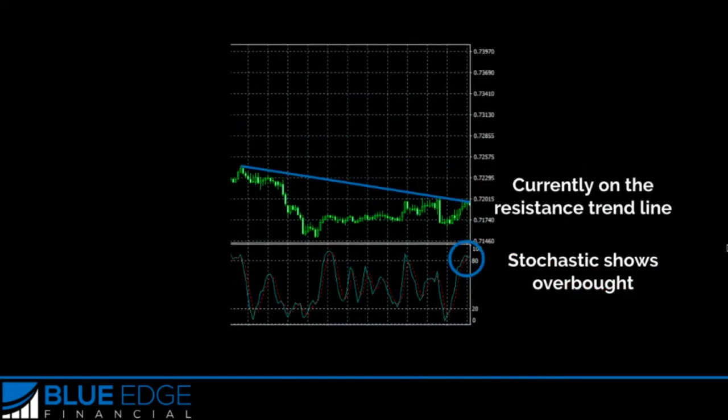So now you move back down to your 1-hour, most comfortable time frame, and you also put on the stochastic indicator, and you see that also on the 1-hour time frame, it's showing that the market is overbought. You can see it's also in a downtrend, and it looks like it might bounce off of that resistance line.